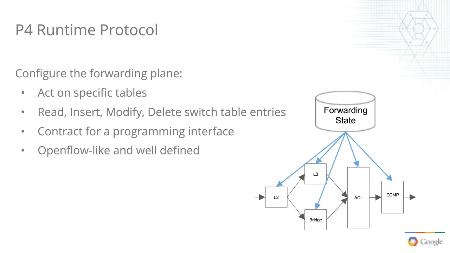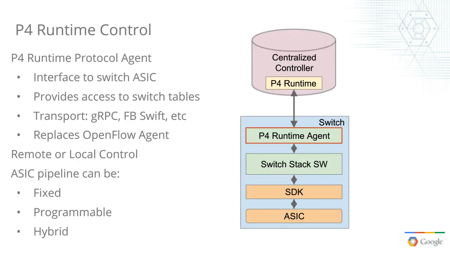The way we're using P4 Runtime is with a centralized controller that's been enhanced to support this protocol, and we replace the OpenFlow agent on the switch stack with the P4 Runtime agent. This runtime agent serves as an interface to the switch ASIC and provides access to the switch tables. We're using gRPC as a transport between the controller and the switch. Other transports, such as Thrift, would work fine also.